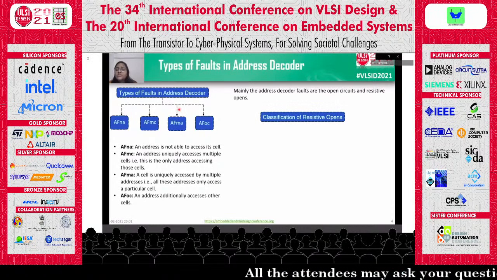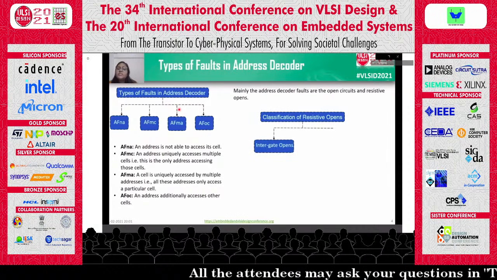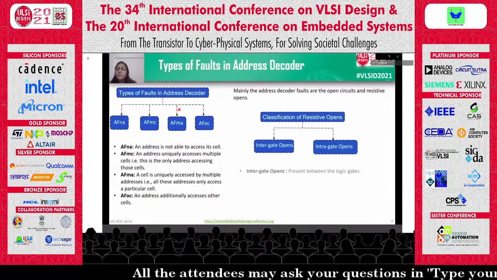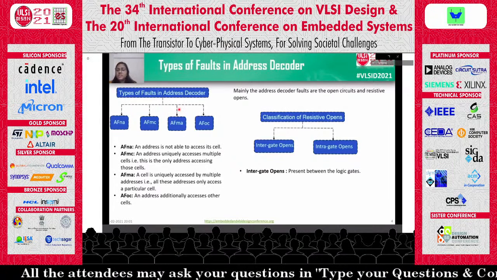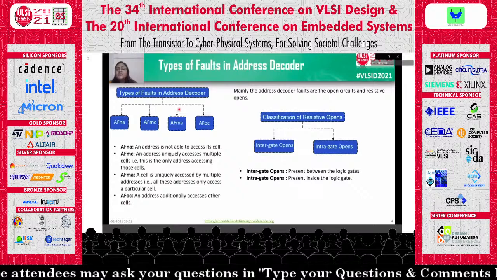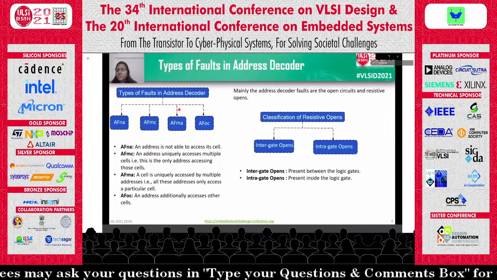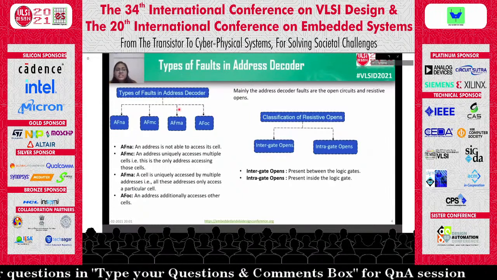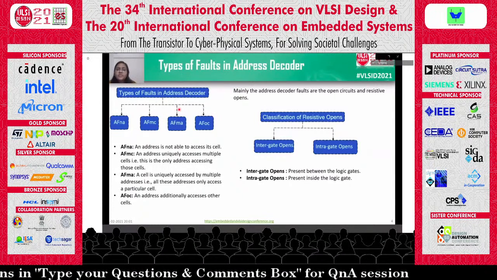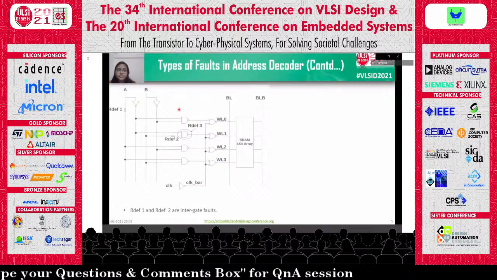Now, classification of resistive open. It consists of intergate opens and intragate opens. Intergate opens are present between the logic gates. Intragate opens are present inside the logic gate. So in the next slide, we continue with the types of faults in the address decoder.